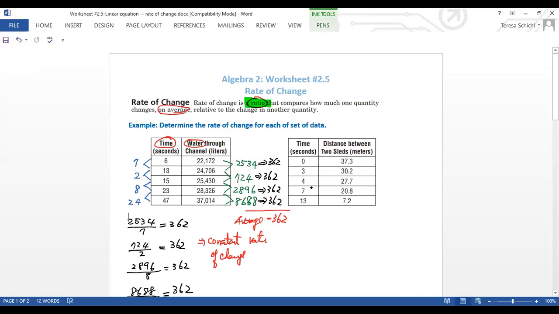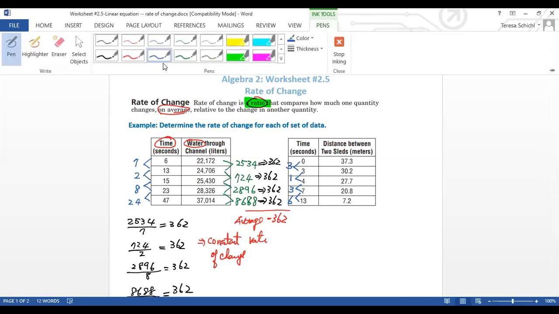So the next examples here, from 0 to 3, how much is the change? It's 3, right? 3 to 4, how much is the change? It's 1, right? 4 to 7, what is the change? It's 3. And 7 to 13, how about that? It is 6, right? Okay, now let's take a look.